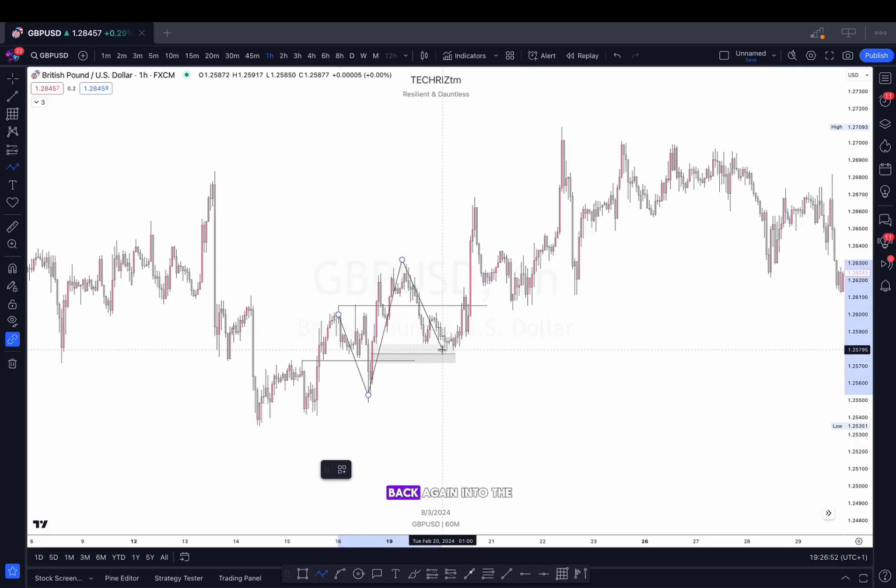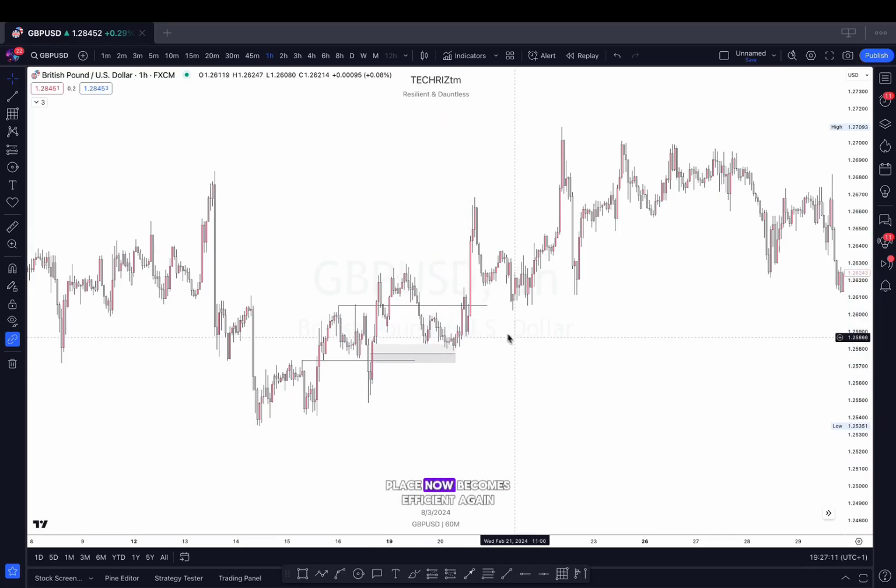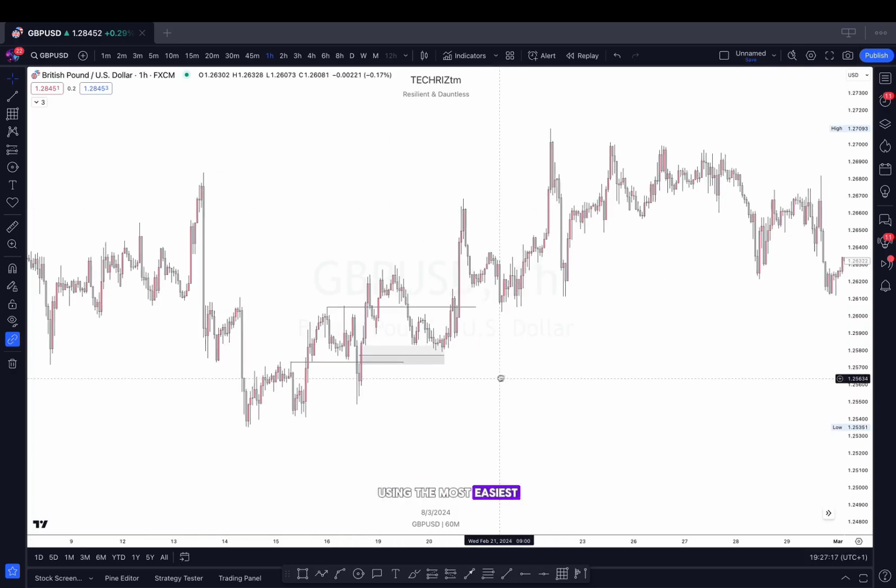Price came up, entered back again into the demand zone, and then came up again. Now this particular zone is efficient, right? It tells us that price will come back here and trade comfortably without having to bother about anything at all. You get? So this particular place becomes efficient again because price has entered the demand zone and come out again, using the easiest of terms. And then price has reacted again because it's an efficient area.